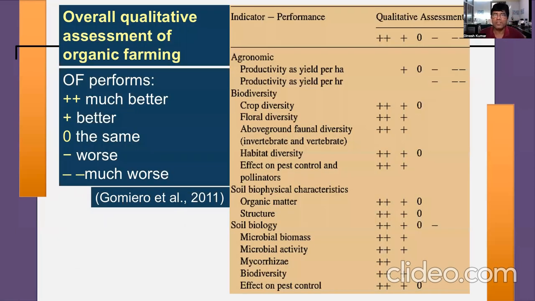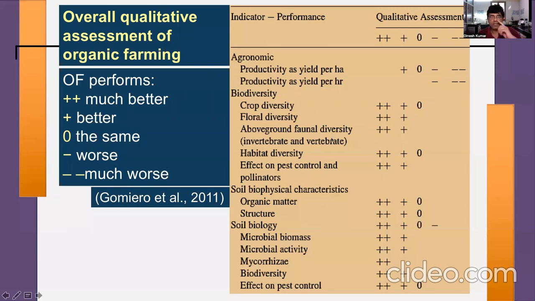Now, the last two slides, you can see overall qualitative assessment of organic farming. This is very interesting data. You can see organic farming performs double plus. If anywhere you find double plus, that means organic farming performs much better over the conventional farming. One plus means better over conventional farming. Zero means the organic and conventional farming are the same. One minus means worse. Organic farming is worse than conventional farming. If you get two minus signs, then organic farming is much worse than conventional farming.